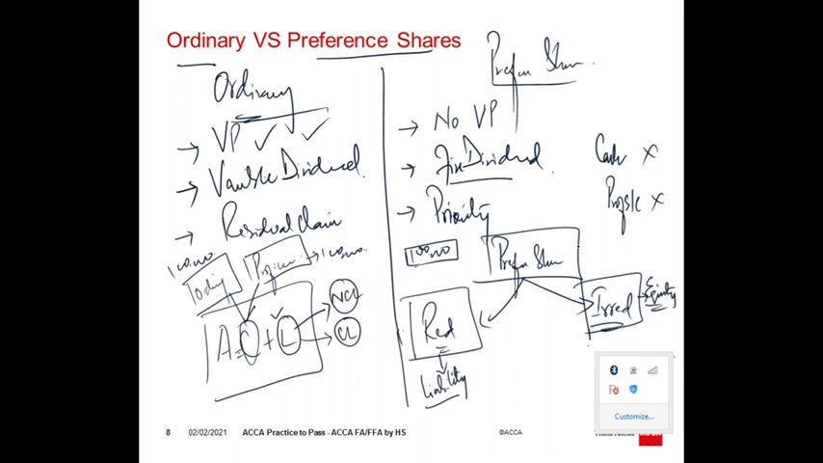So when you are preparing the balance sheet and you have seen redeemable preference shares here, then it should be reported in the non-current liability section, if the preference shares are redeemable in nature. But if the preference shares are irredeemable, then it should be classified into the equity section. Is that clear? Preference share capital credit.